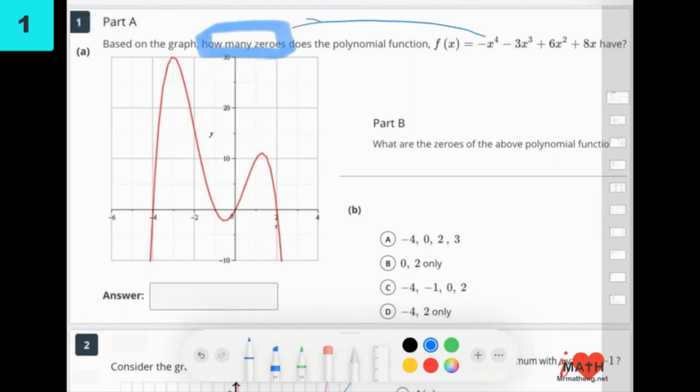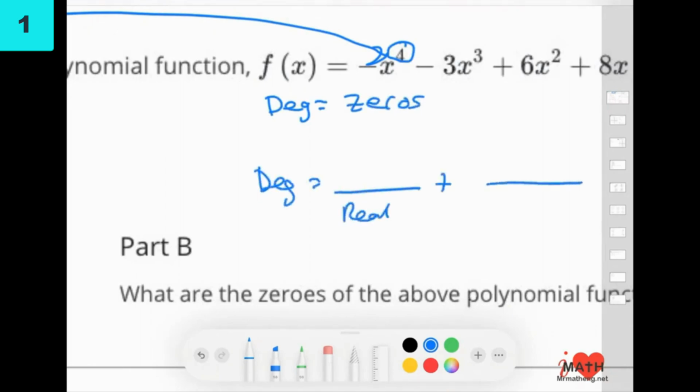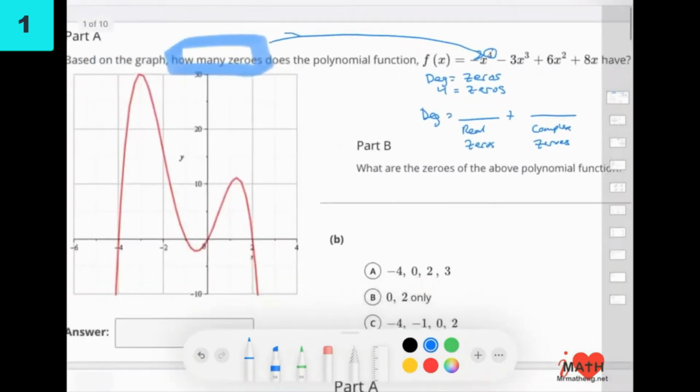I'm actually just going to look at the degree here. The degree tells you how many zeros you have. In particular, here's an equation you had in your formula sheet: the number of real zeros plus the number of complex zeros equals the degree. So if you have a fourth degree polynomial, that's how many possible zeros we have. Okay, so the answer is 4.